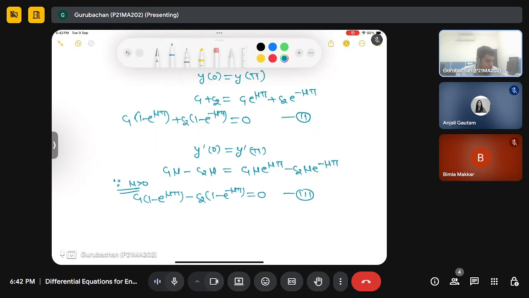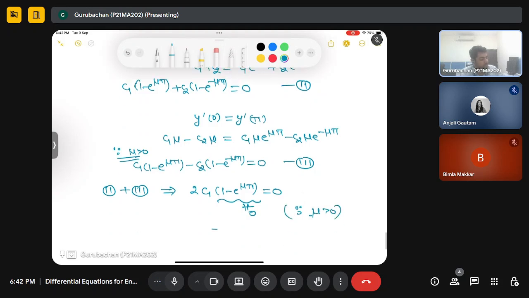Again, you can directly add them. So second plus third will give you 2 times c1 times 1 minus e to the power mu pi, which is 0, and this can be 0 only if mu is 0, but it is non-zero because mu is positive. So this will imply that c1 is 0 again.